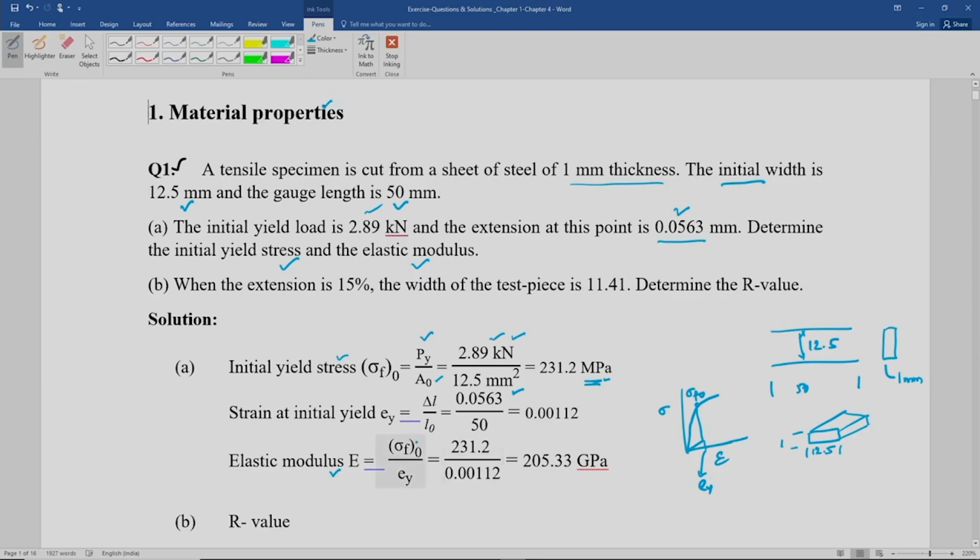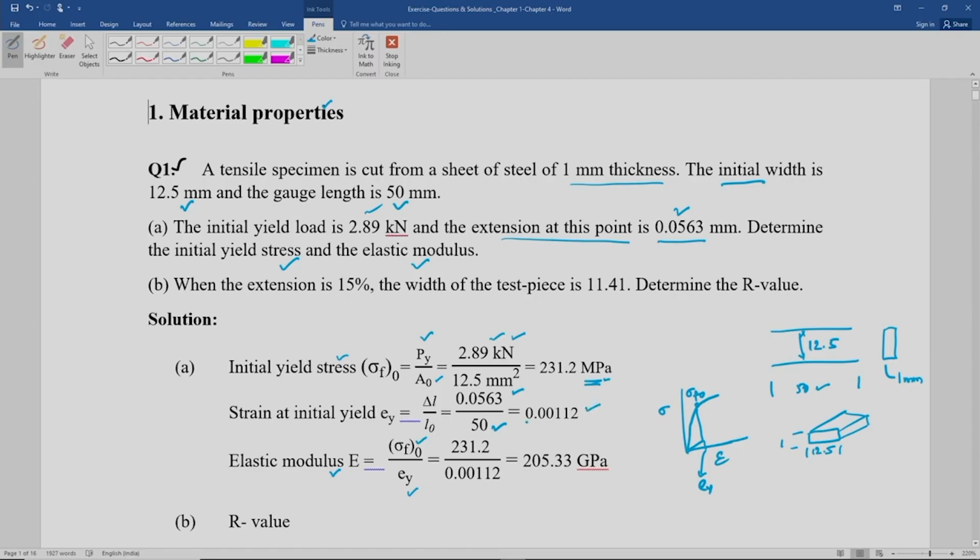Now sigma F is known to me, that is nothing but my 231.2, and what is epsilon y? It is not known to me, because epsilon y is nothing but the x axis, which is your strain. If you want to calculate strain, you can go back to the original definition, which is delta L by L naught, that we have seen in the previous slide. So, L naught is 50, that is already given here. Delta L you ought to get, and delta L is given as extension at this point, 0.0563, which you substitute here, and you will get such a small strain.